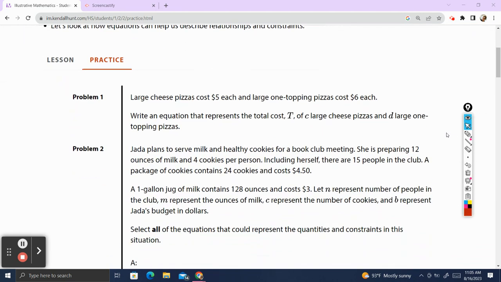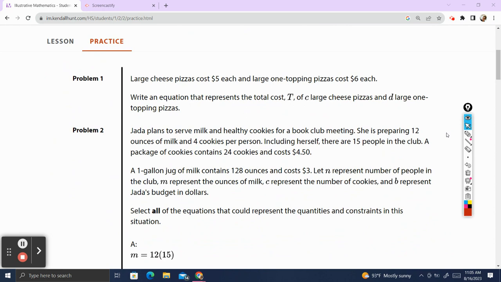Let's get started. Problem 1. Large cheese pizzas cost $5 each, and one-topping pizzas cost $6 each. Write an equation that represents the total cost T of C large cheese pizzas and D large one-topping pizzas.